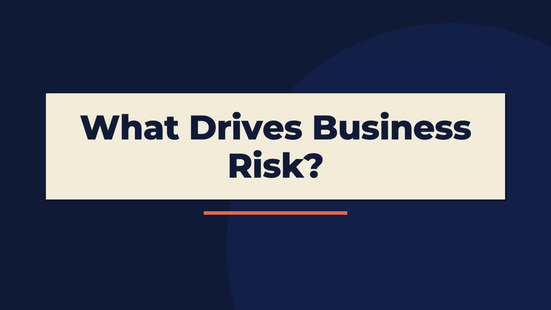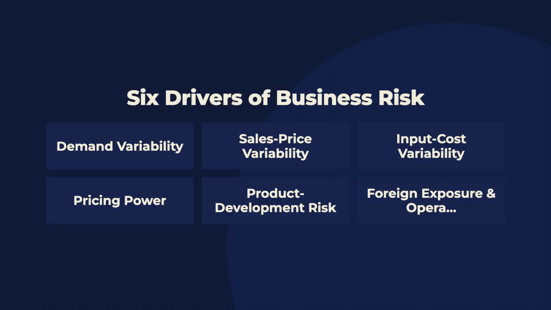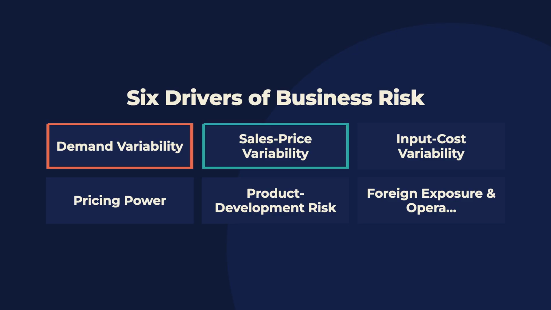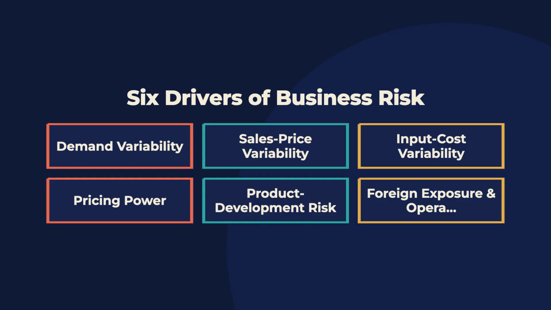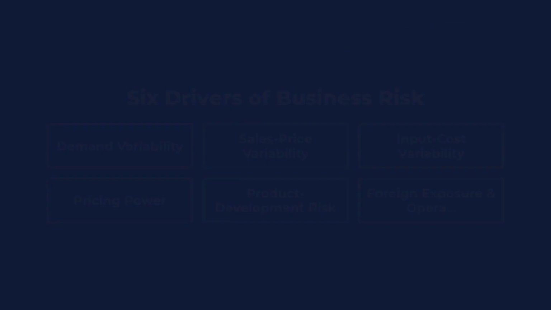Business risk isn't caused by one thing. It's the combined product of several operating forces, all rooted in how a firm runs its business, not how it finances itself. Demand variability heads the list. Unpredictable sales, like construction equipment orders, create more risk than steady staples. Then come price and cost behavior: volatile sales prices, unpredictable input costs, and weak pricing power all squeeze operating income. Rounding it out are product development risk, foreign exposure, and operating leverage, which magnifies all the others.